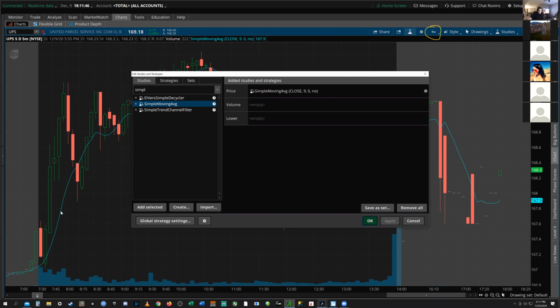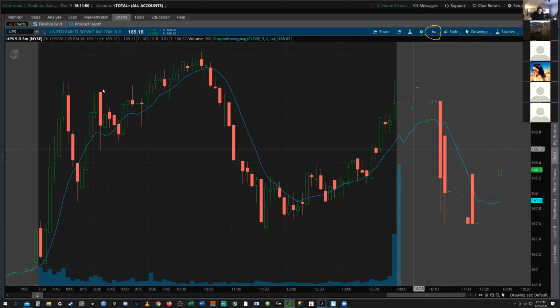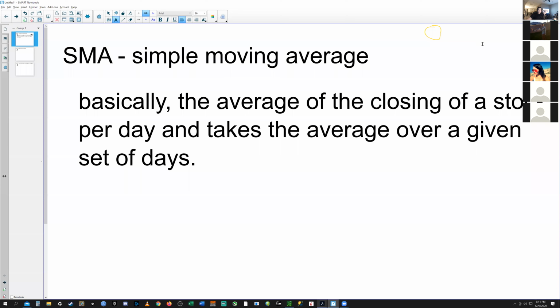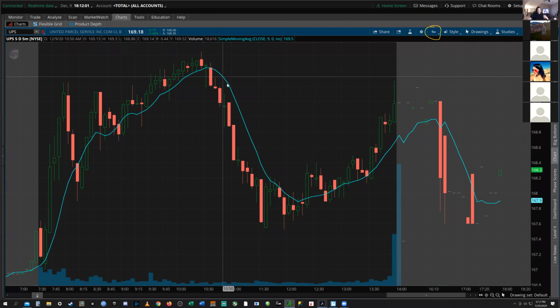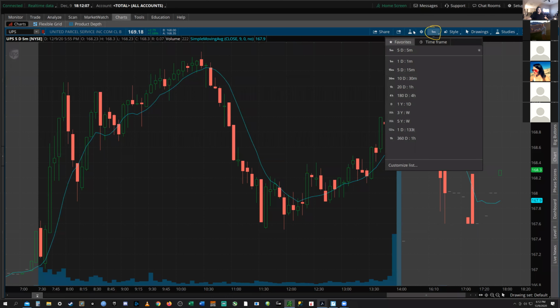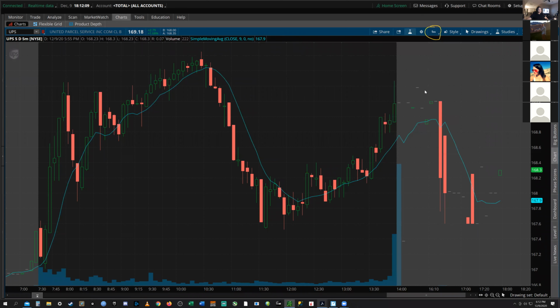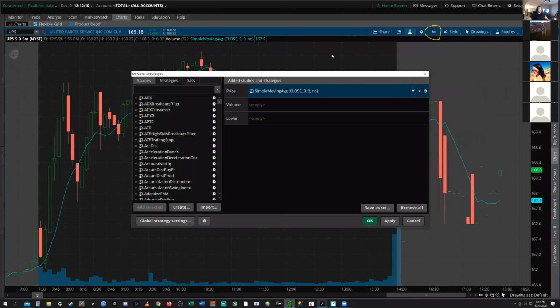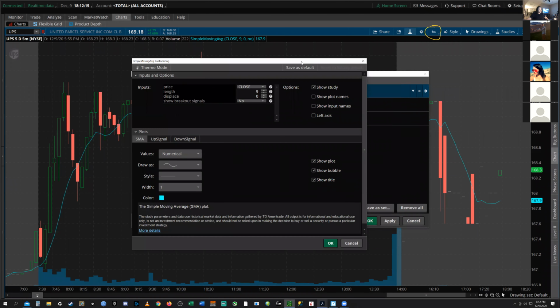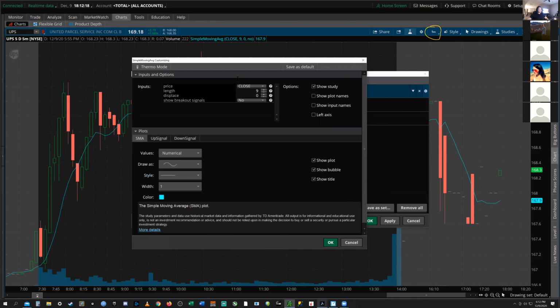I'm just going to do the simple moving average, and I'm going to load it. All right, cool. And I have this line. Well, what does this line tell me? Going back, it's just the average of the closing of a stock per day. I said per day for a reason, because generally people will look at it daily. Here I'm looking at 5 minutes. This is the key point that I always like to talk about when you look at your studies or your technical indicators: your length, and I'll write this out.